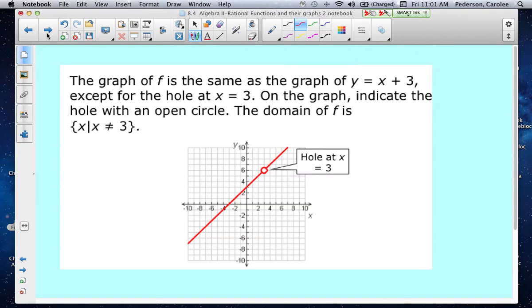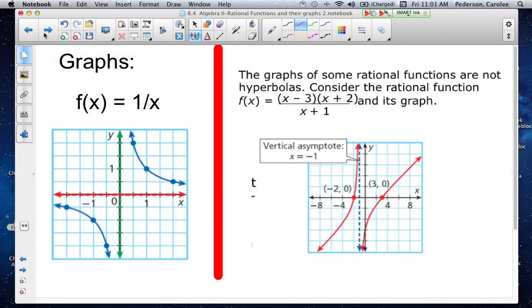So here's what it would look like if you had a hole in the graph. You'd have a hole in the graph at 3. So here's 3. There's where the hole is, it would start and stop. All right. You don't write these slides down. I just want you to be aware of why we need to know these important pieces: the domain, the vertical asymptote, the horizontal asymptote, and holes in the graph.